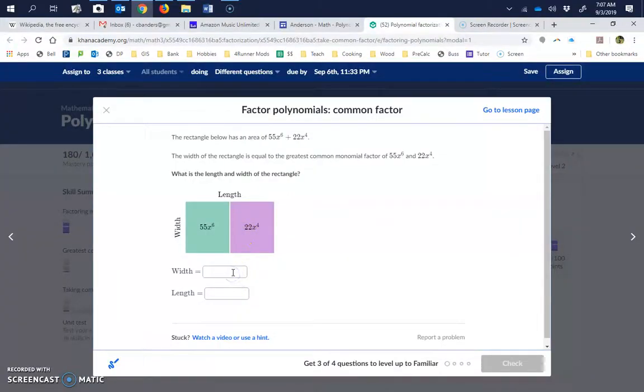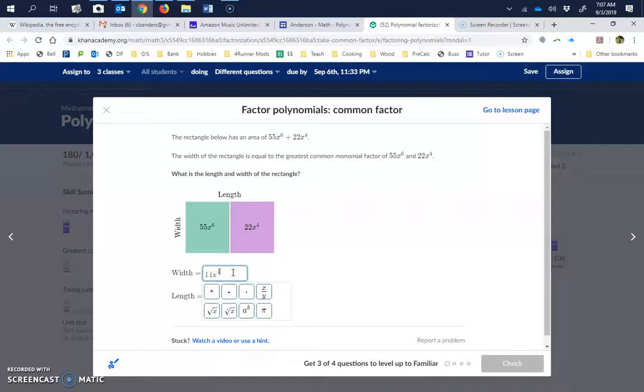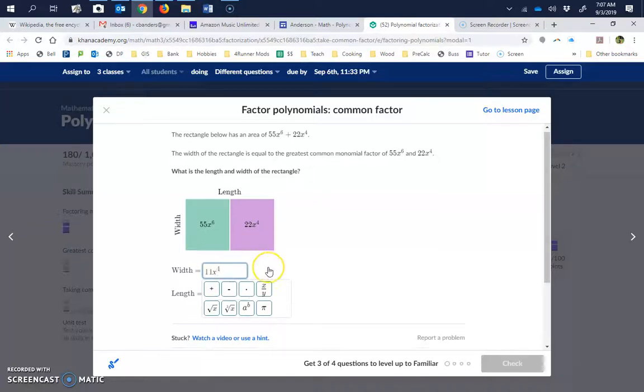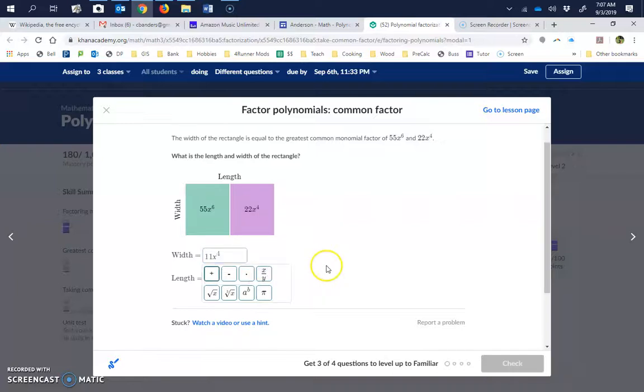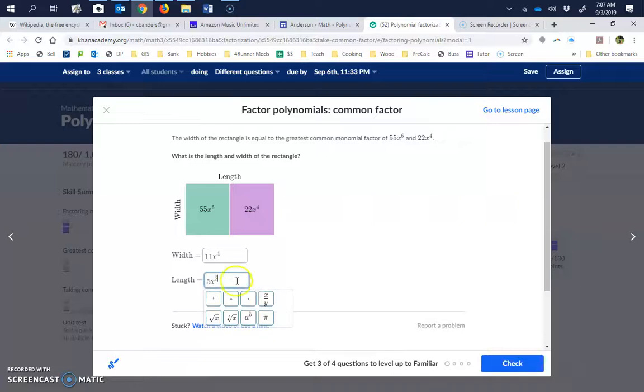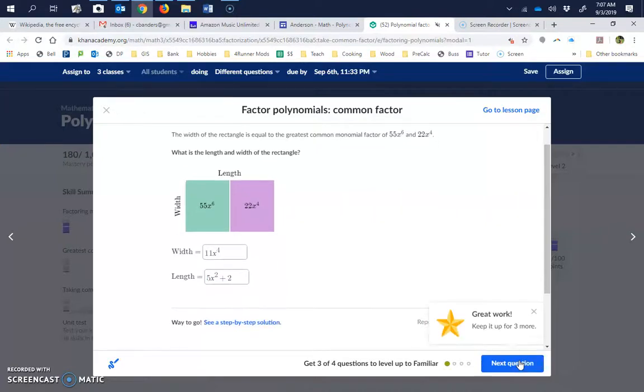So the width is 11x to the 4. I'm going to hit tab to pop down the next window. Tab twice, actually. Okay, tab's not working like I wanted it to. And then the length is 5x squared plus 2. And there it goes.